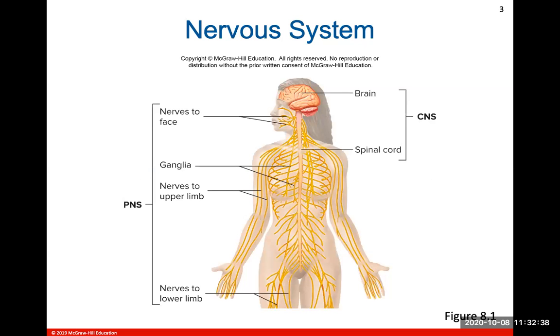So your nervous system, simply put, we divide it into the peripheral nervous system, that's the PNS, and the central nervous system, the CNS. Your central nervous system consists of the brain and the spinal cord. And the peripheral nervous system will consist of all of the nerves that come off of the brain and spinal cord. So those will be the cranial nerves, the peripheral nerves, as well as the ganglia. And when it talks about ganglia, that refers to clusters of cell bodies. So that's what ganglia are.